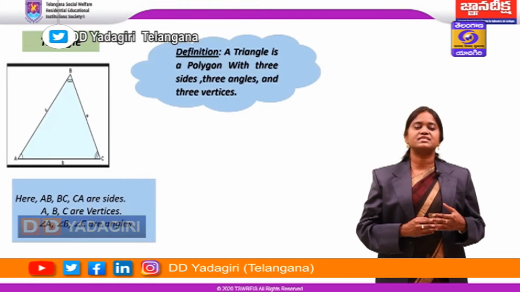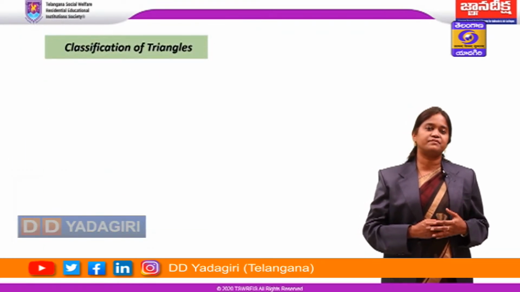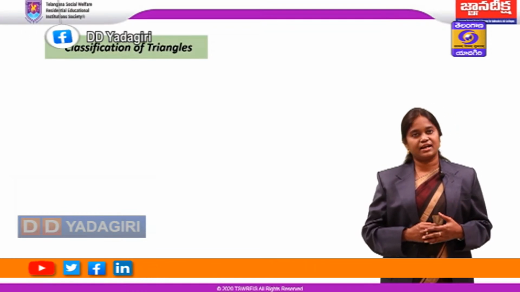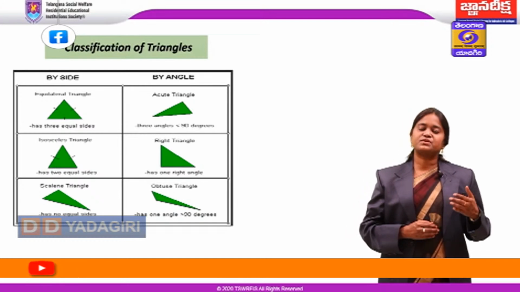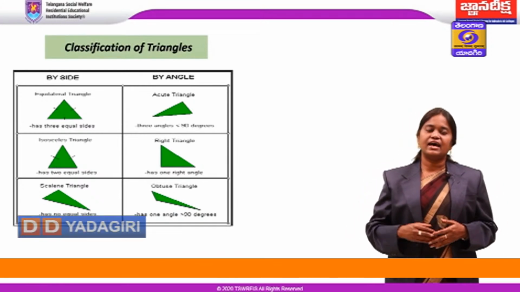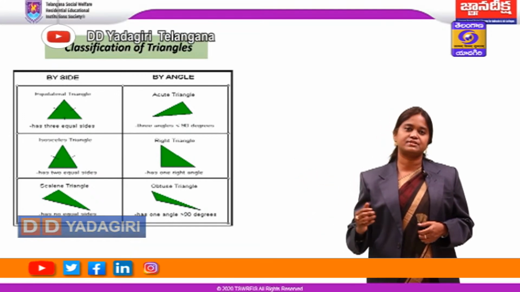Let's learn the classification of triangles. Triangles are classified based on the sides and angles. Based on sides, the triangles are categorized as scalene triangle, isosceles triangle and equilateral triangle.